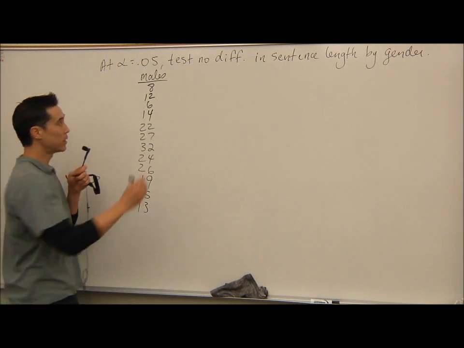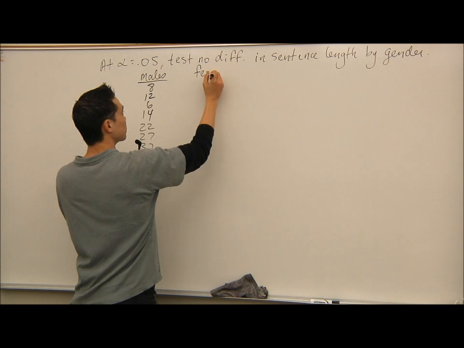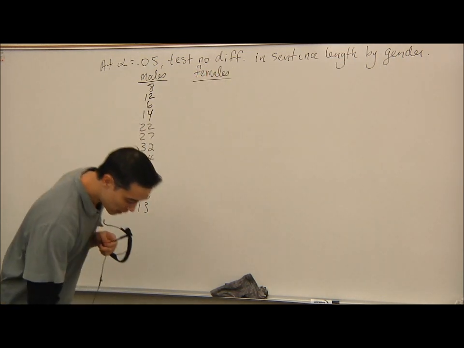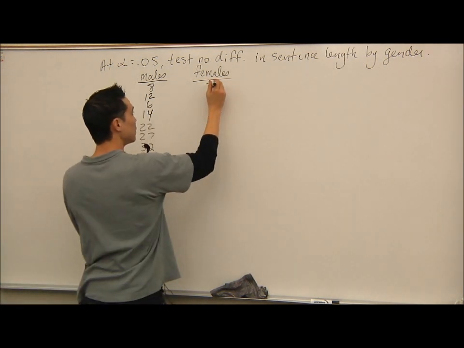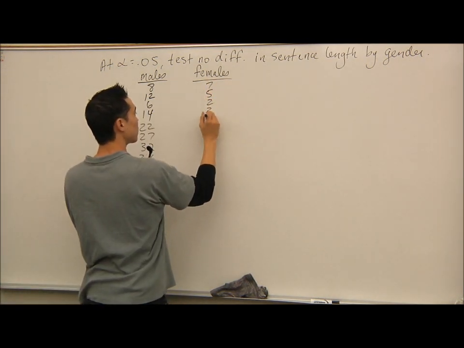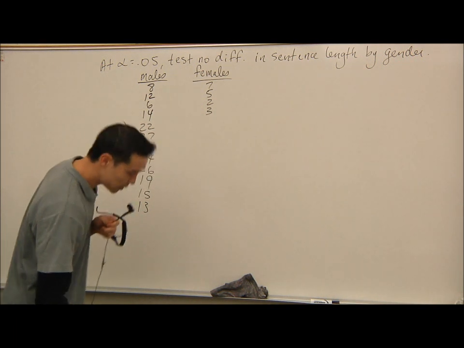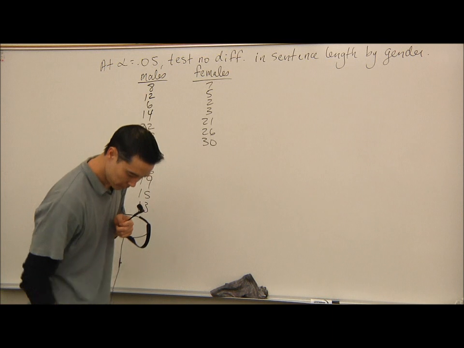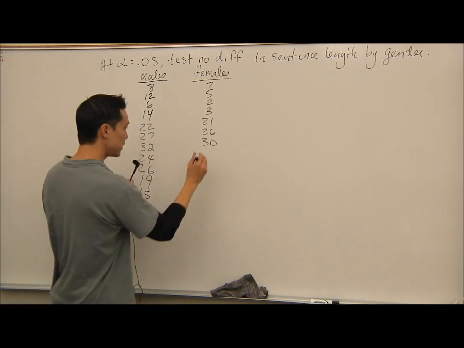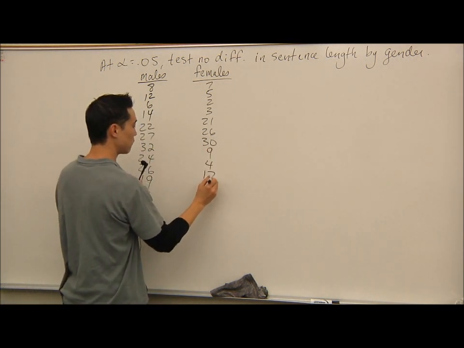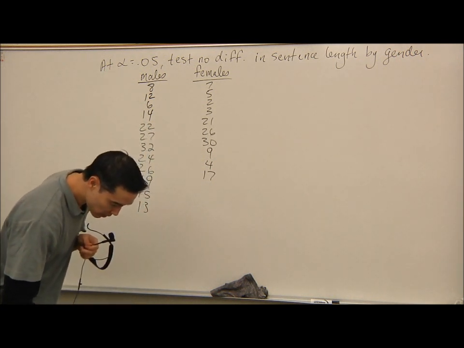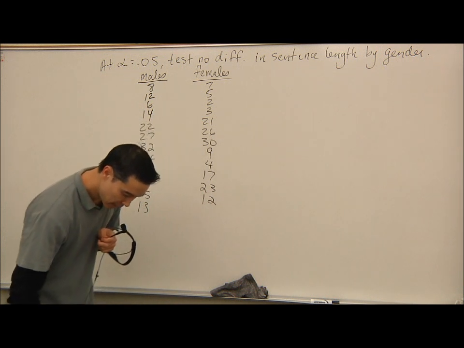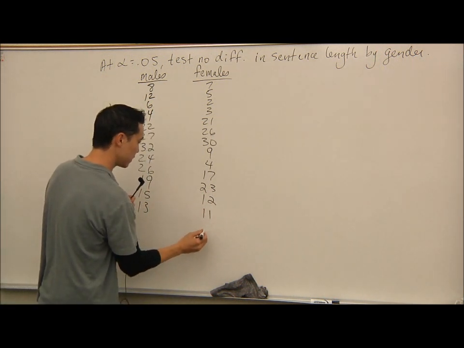Okay? Now let's do the females. We have 7, 5, 2, 3. 21, 26, 30. 9, 4, 17. 23, 12. And 11 and 16.